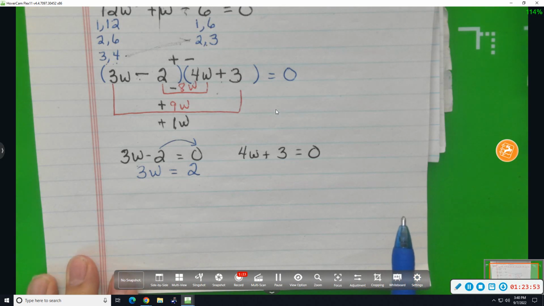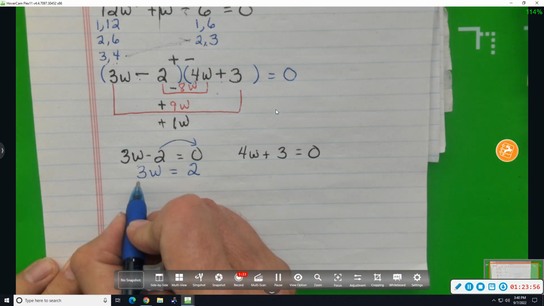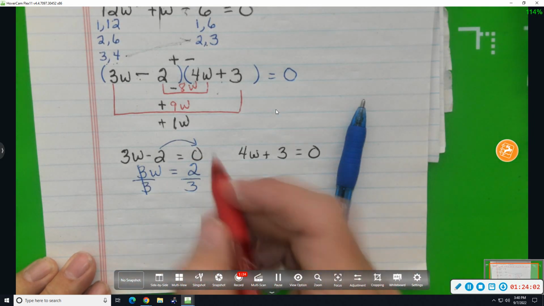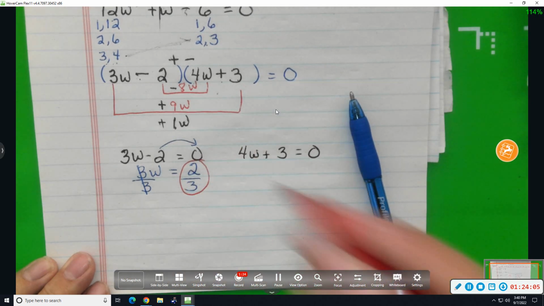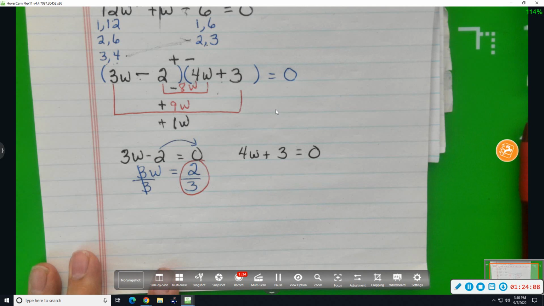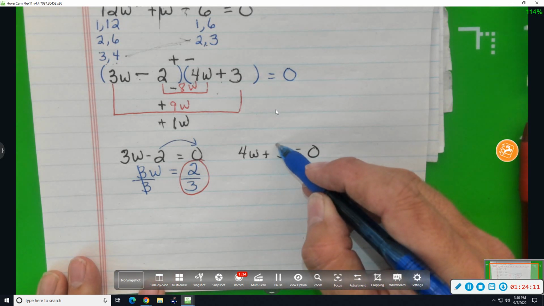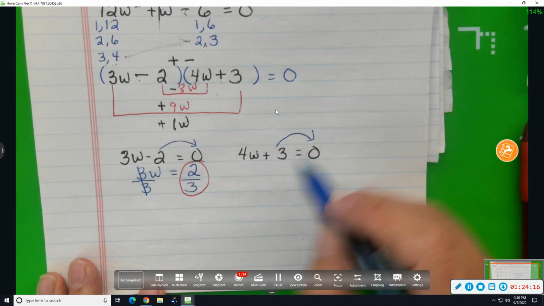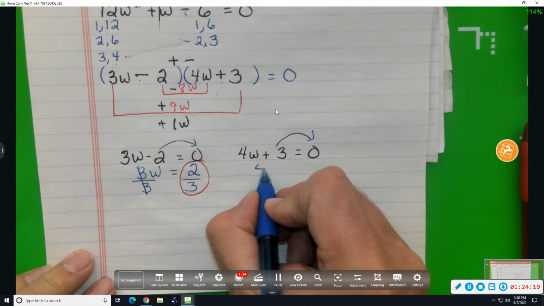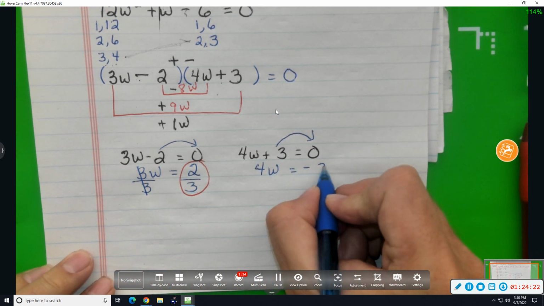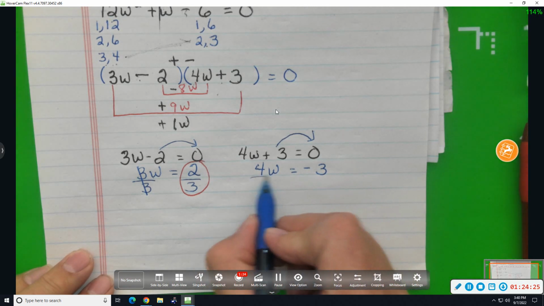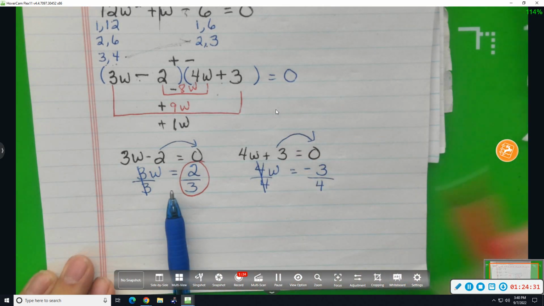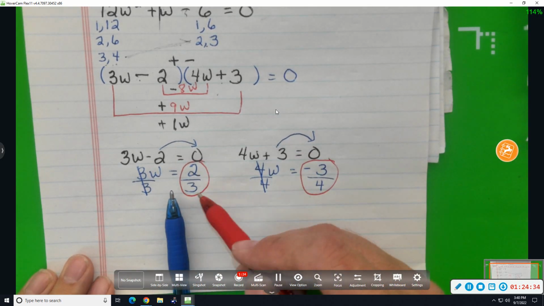And then what? What will I do next? Divide by 3. So 2 over 3. There's one answer. Over here. Are y'all caught up? I subtract the 3. And then divide by 4. Negative 3 over 4. And 2 over 3.